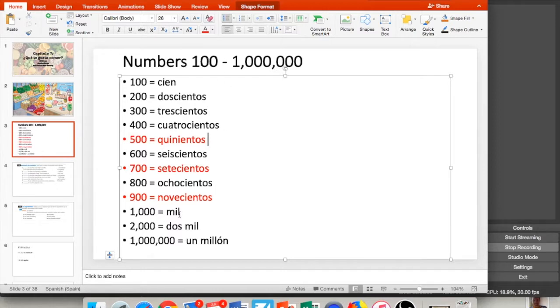At 1,000, we have mil. So 1,000 is mil. 2,000, dos mil. 3,000, tres mil. 40,000, cuarenta mil. Okay, so you just keep going on and on and on. And then, of course, a million is un millón. Un millón. And a millionaire is a millonario, what we would all like to be, right? So, millón, a million. Okay, so I think you have those.